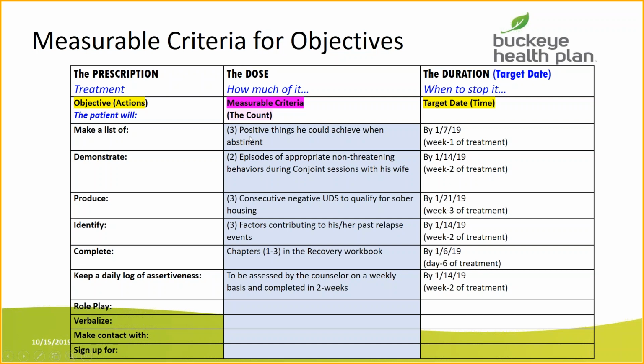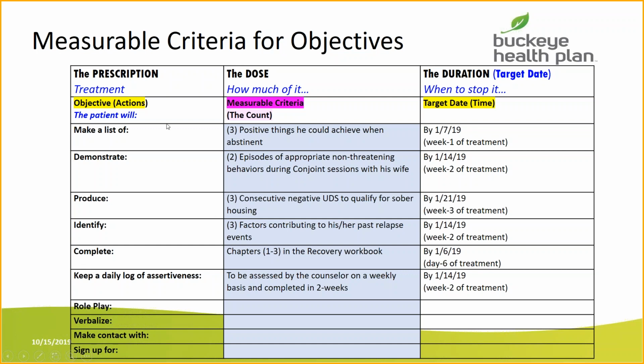So I want to make them a list of 3 things. I want them to demonstrate 2 episodes. I want them to produce 3 consecutive negative drug screens. I want them to identify 3 factors. I want them to complete chapters 1 through 3. So this is the count.